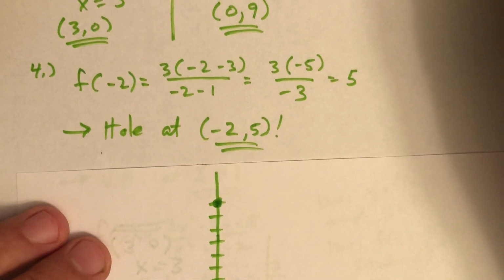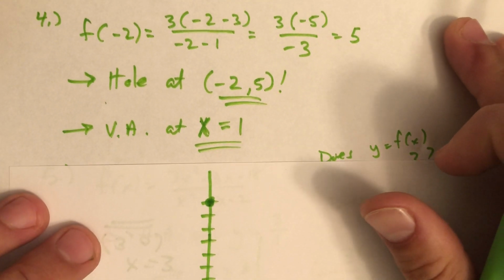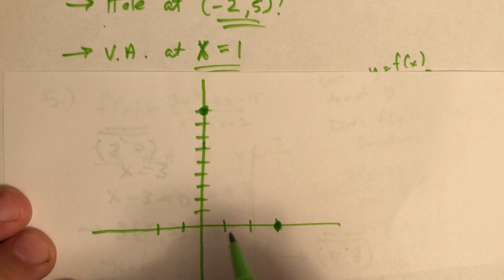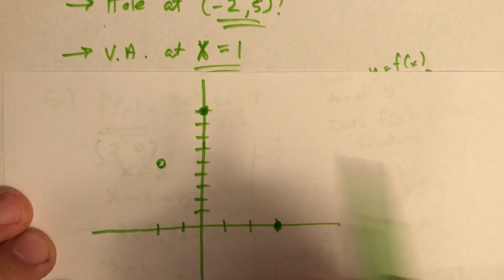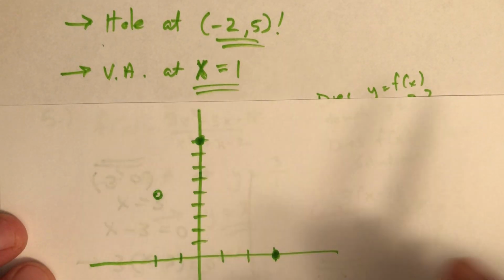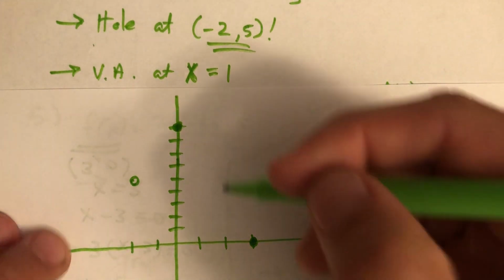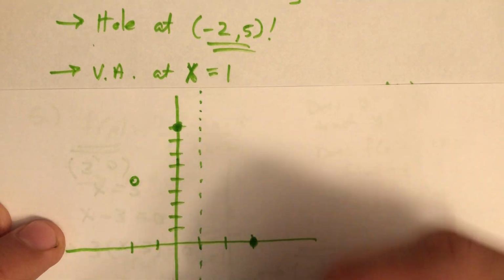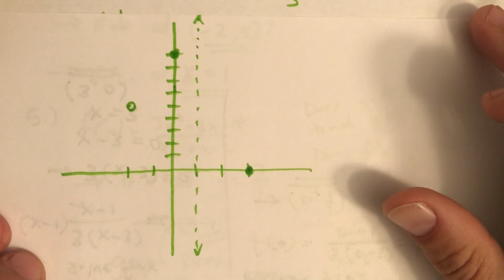Okay, we've got a hole now. Step 4 told us we have a hole at (-2, 5). So let's put that on there. Here's -2. 1, 2, 3, 4, 5. There is a hole there. Okay, we've got a vertical asymptote at x = 1. x = 1 is this vertical line here. All right, here it is. How beautiful.